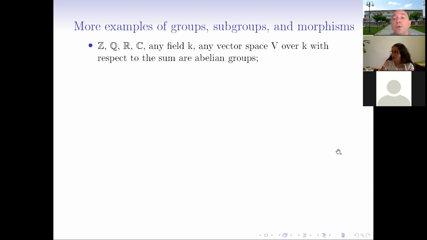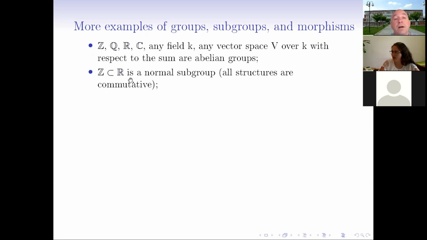Well, let me give a few more examples. For instance, if we take Z integers, Q rational numbers, R real numbers, C complex numbers, any field K, any vector space V over any field K, with respect to the sum these are abelian groups. The product will be defined for Z, Q, R, and C, but they will not be groups. Z inside R is a normal subgroup, because all structures are commutative and everything is normal. Whenever we have a subgroup of a commutative group, it's always normal.